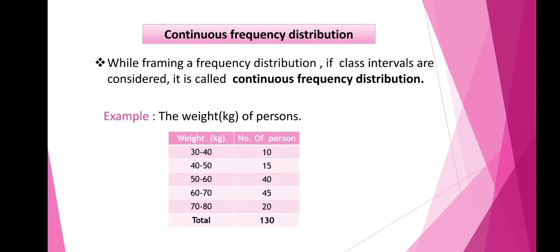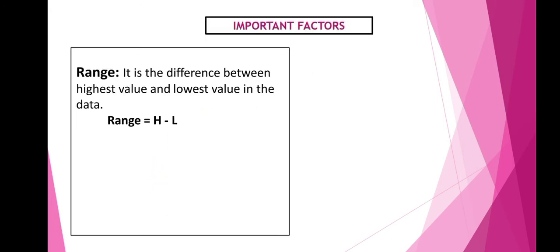For example, the weights of persons are given. Here you can see the class intervals and the frequencies are given. So you can say that 10 people have their weight between 30 to 40 kgs, 15 people have their weight between 40 to 50 kgs, 40 people have their weight between 50 to 60 kgs, and so on. So if the class intervals are given, such a distribution is known as continuous frequency distribution.